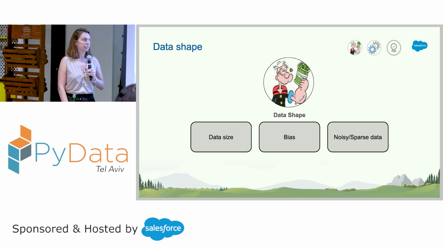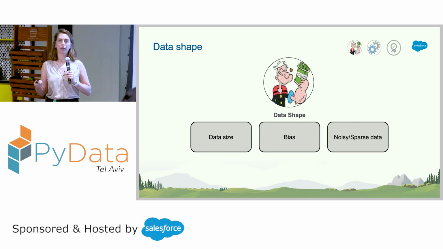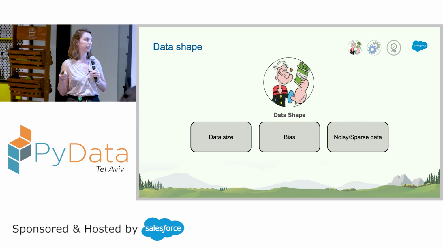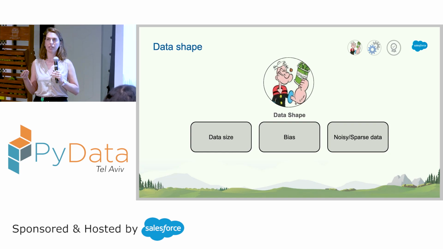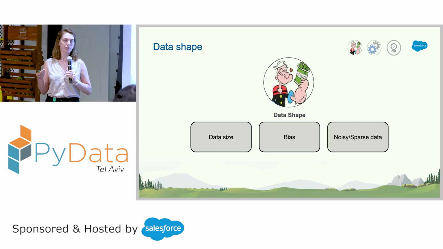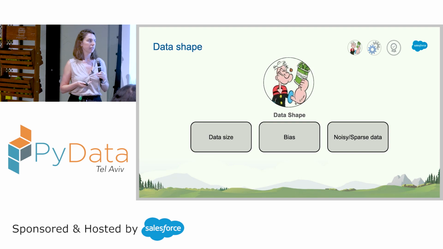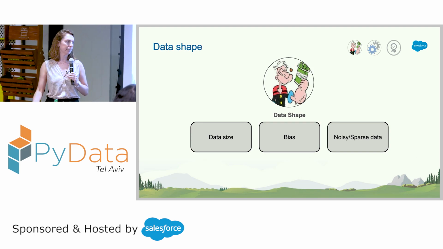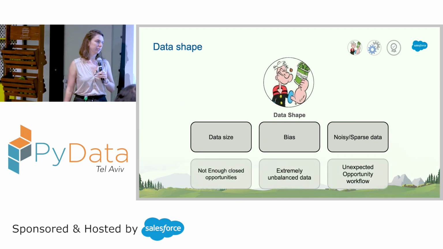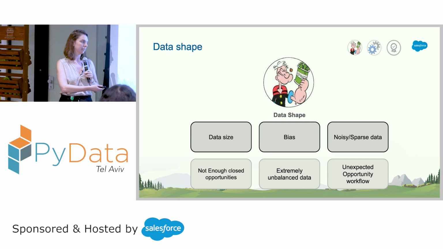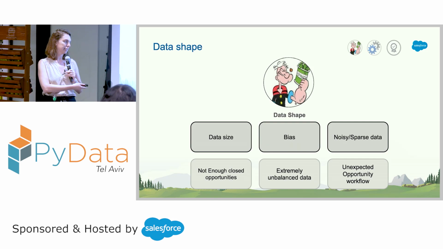For data shape, there are lots of ways to measure these things. One thing is data size. The other thing is bias in the data, if the classes are extremely unbalanced. The third thing is noisy or very sparse data. So in Salesforce, these challenges translate to these examples.